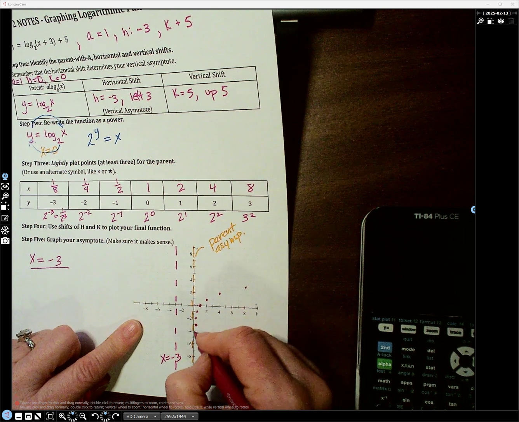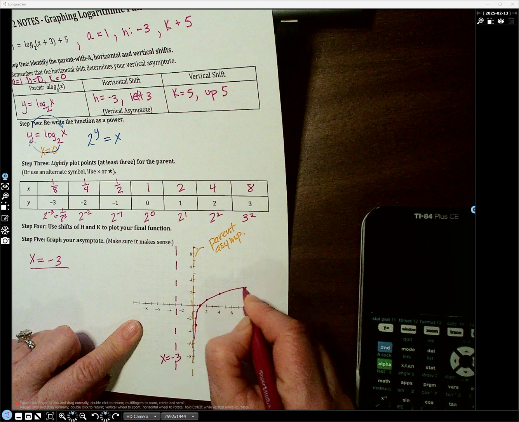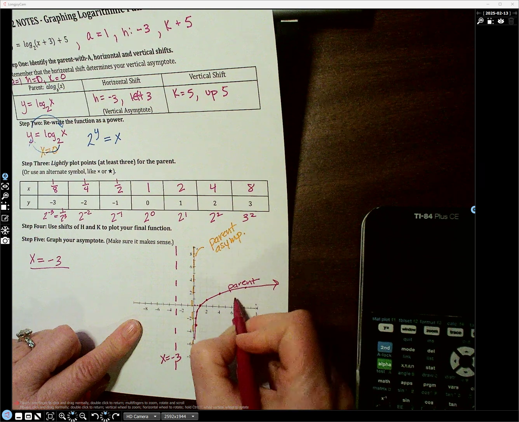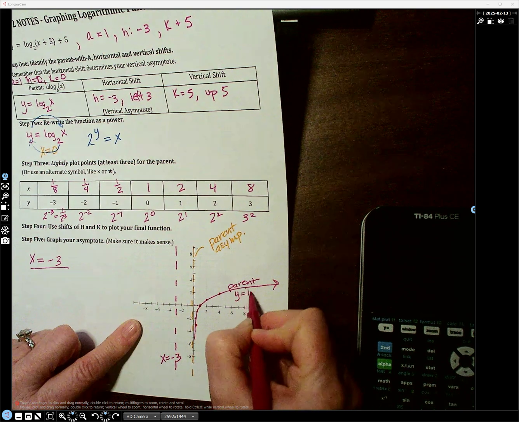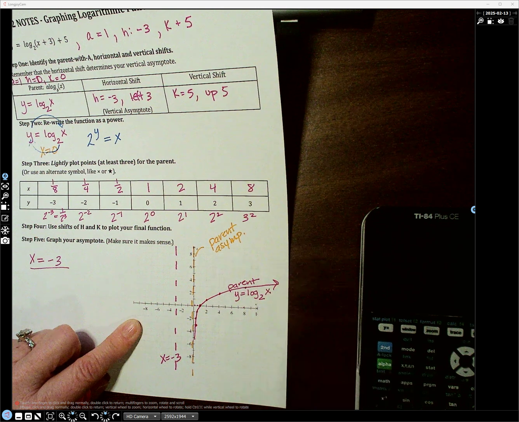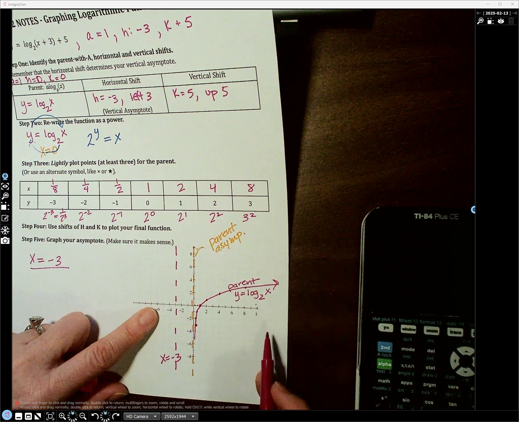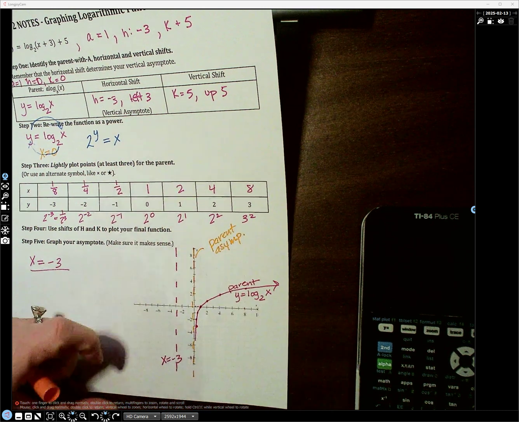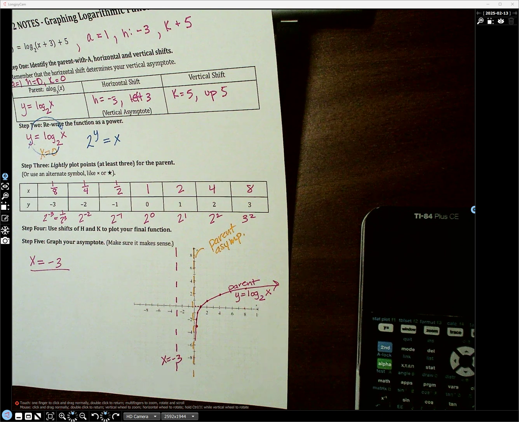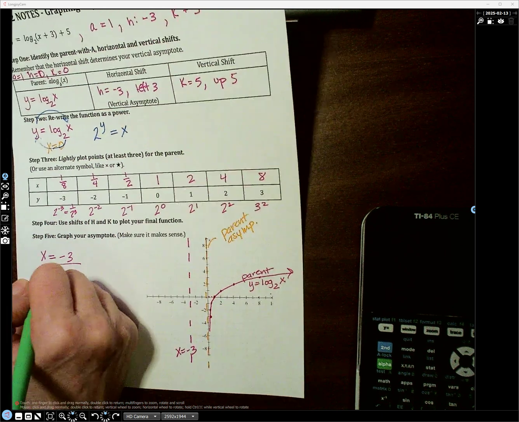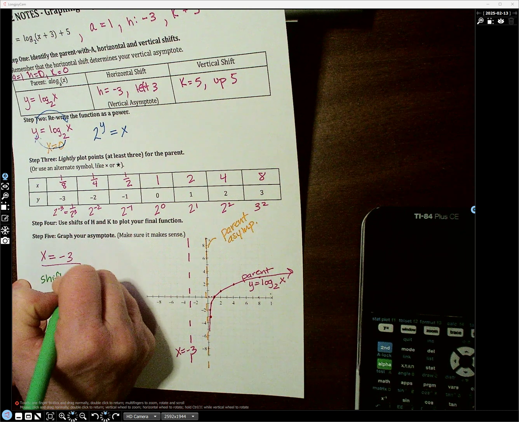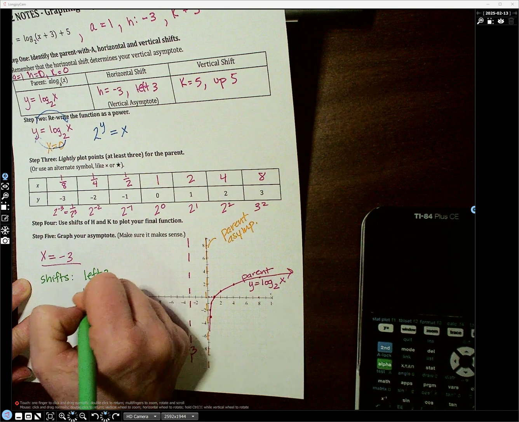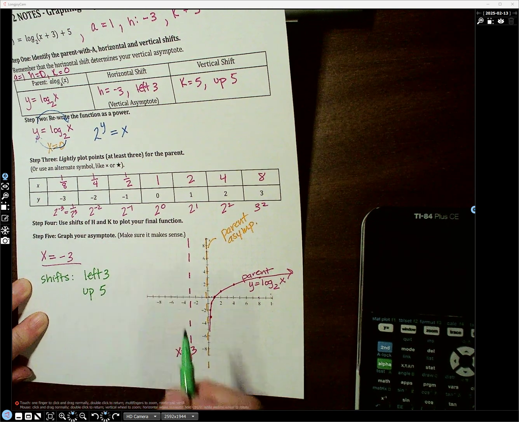Okay, so this graph right here is, let's write along it. This is the parent. Okay, this was y equals the log base 2 of x. So that is a fairly easy graph to do. Now, I do have to shift it. So I'm going to shift this graph and I apply my shifts. My shifts are left 3, up 5. A has no shifts.